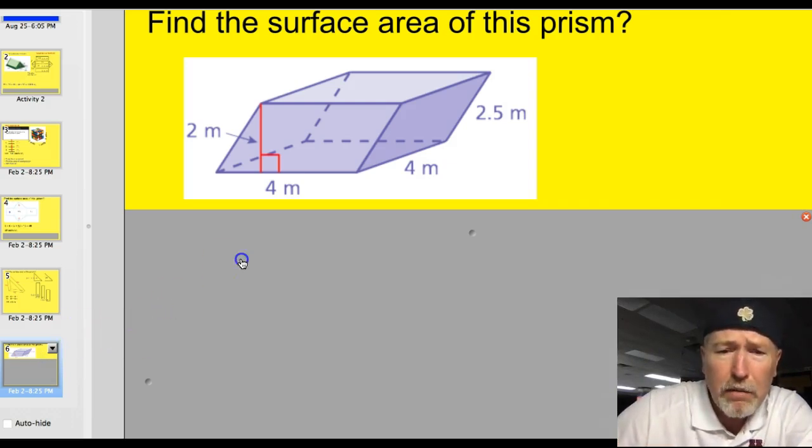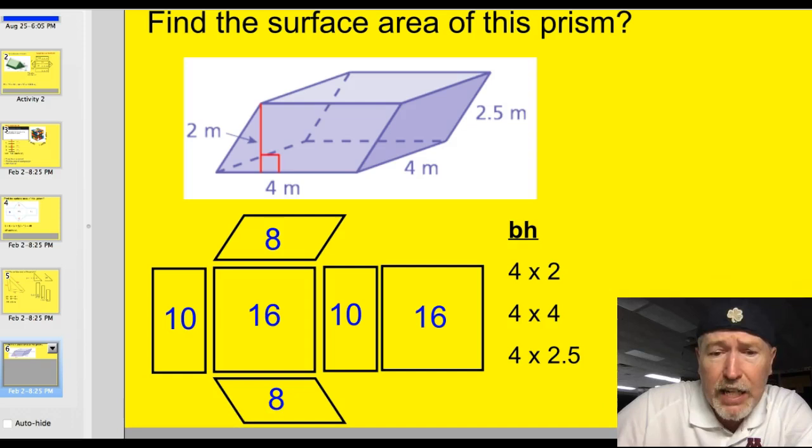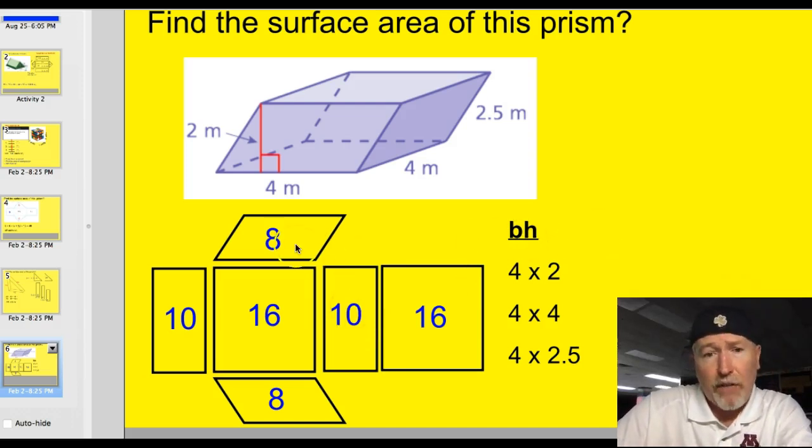All right, let's see. You're definitely going to need to have these two parallelograms on the end, and then you're going to have a bottom of the prism, and then a top, and then the two sides. So you can see how I just laid this out. I figured out what the base times the height was. My base times my height would be 8 meters squared in this case, for the two parallelograms.